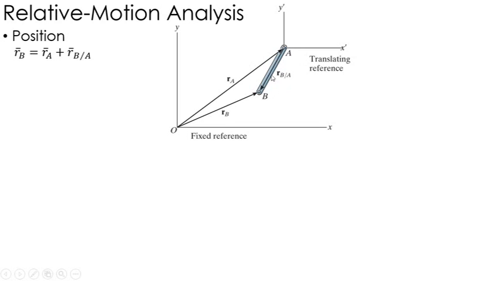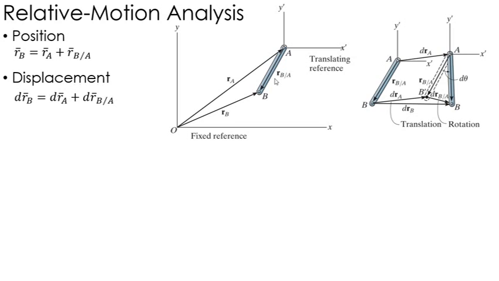Okay, if I've got that body, I can set up my axes in such a way where I've got a fixed reference as well as a translating reference. And I can set up the fact that the position of point B is simply the position of point A plus the position of B with respect to A. Okay, so then from that I can use displacement, which is ultimately, I need that displacement as a function of time to figure out my velocity.